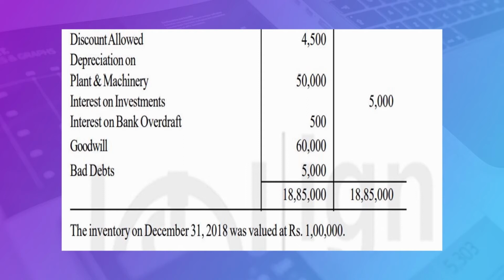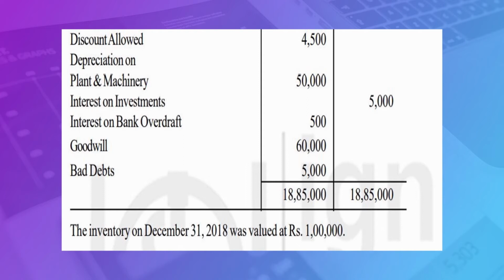Interest on bank overdraft, 500 rupees. Goodwill, an asset for the business, therefore it will have a debit balance. Bad debts is a loss for the business, therefore all expenses and losses will have a debit balance. So, the total of the debit side and credit side of the trial balance is 18,85,000.